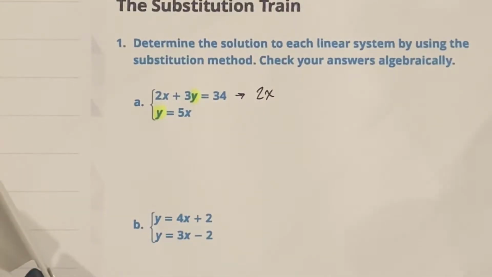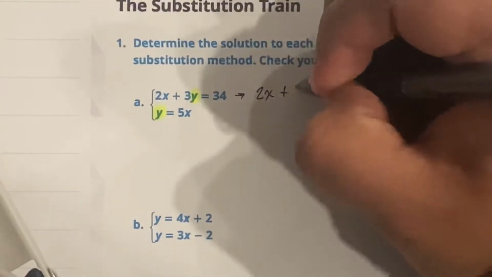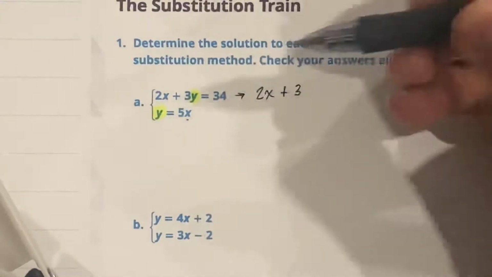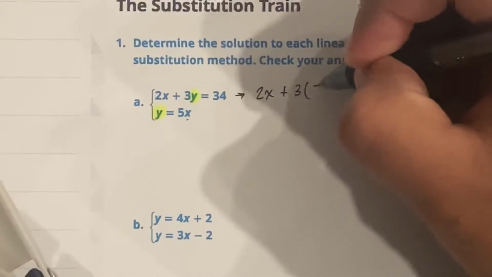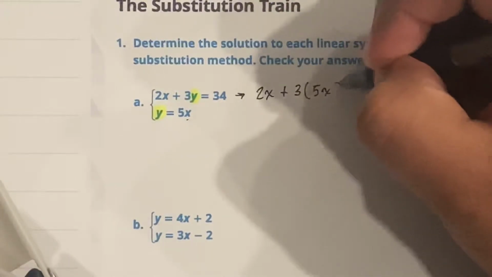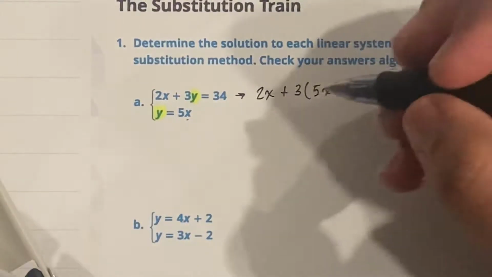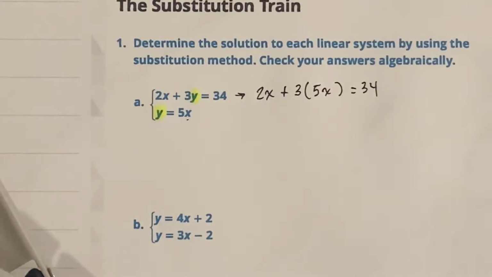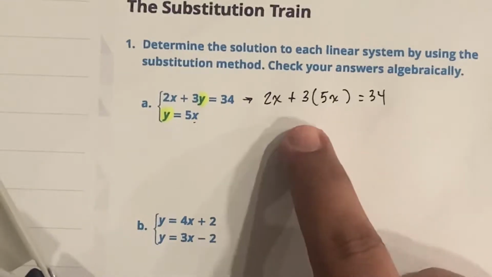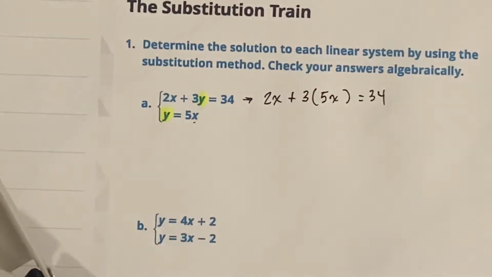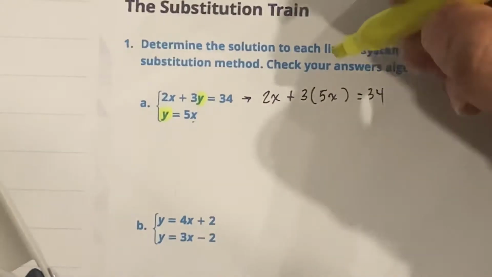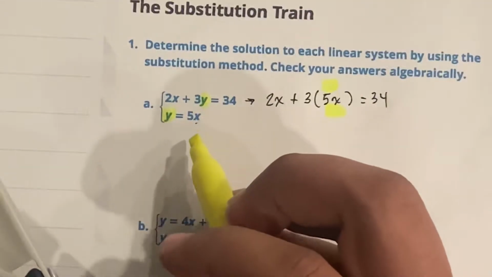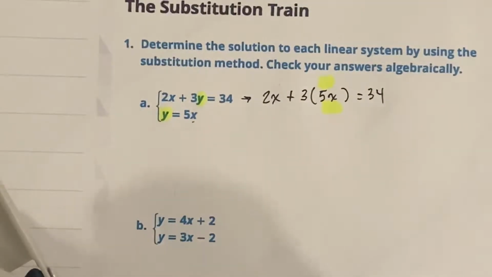2x plus 3. I'm not going to use a y, I'm replacing it with the information, parentheses 5x, equals 34. Now, take a moment to step back and see that, hey, all I did was replace this y with what we said it was already given.